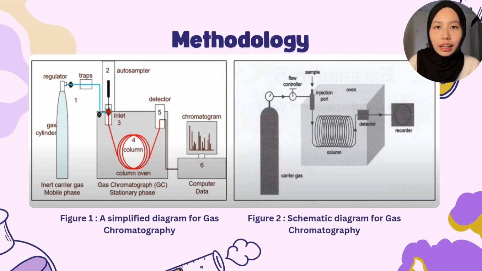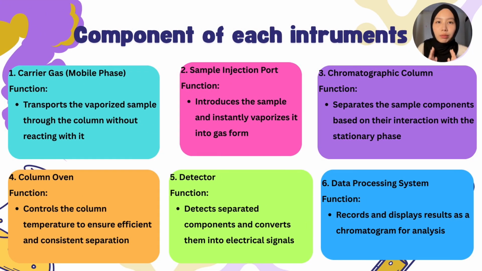Essentially, the GC acts like a high-tech filter. We put a mixture in one end and it uses gas to push that mixture through a very long thin tube to separate the different parts before they reach the computer for analysis. To understand how that separation happens, we need to look at the 6 components of the instrument.